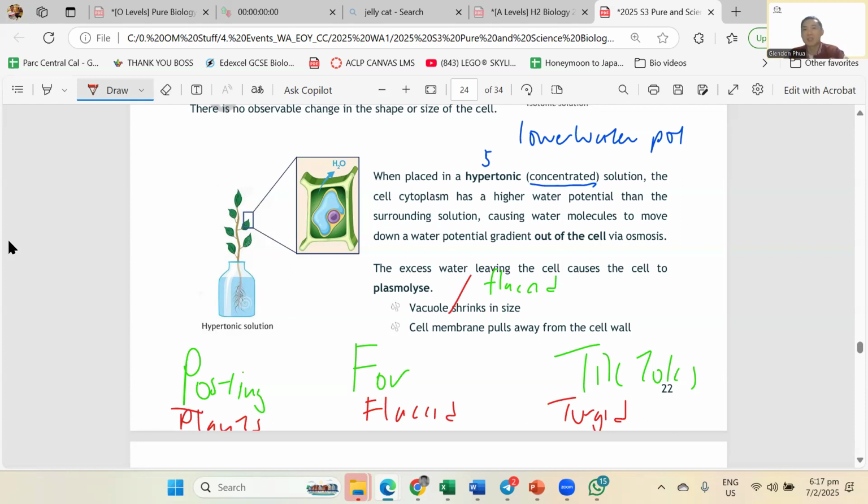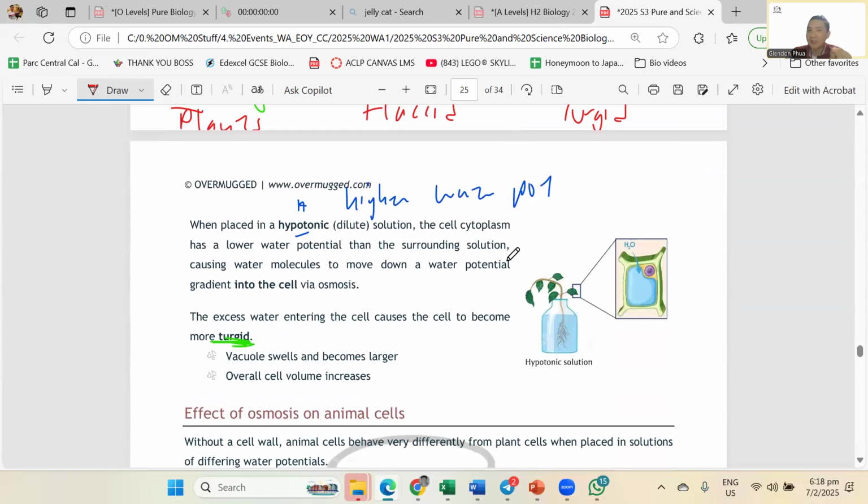Plants, flaccid, turgid. Hypertonic, number 5, lower. Number 14, hypotonic, higher water potential. This topic is really very straightforward. So many words here, but if you remember my 3-step process in front, plus all these little acronyms and stories, well, life will become very easy.